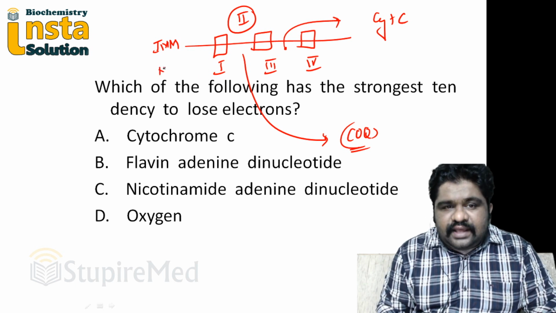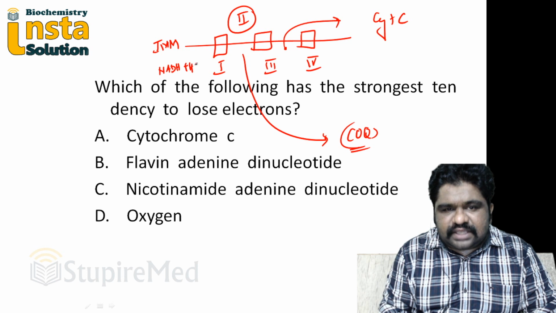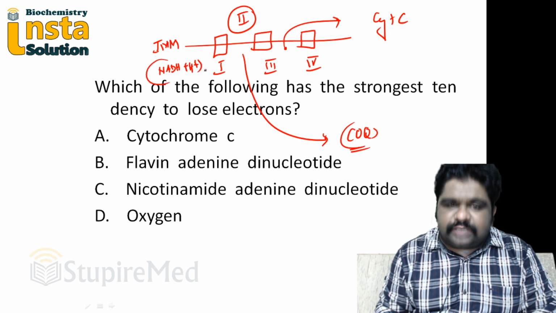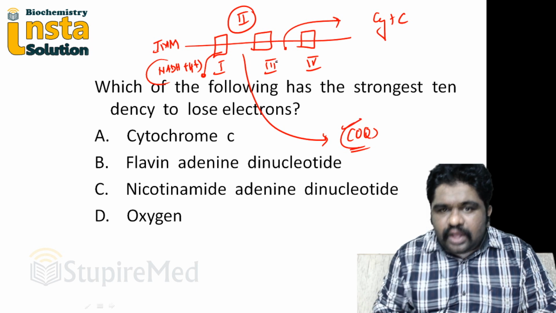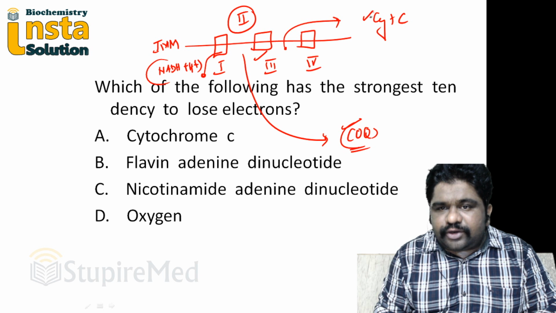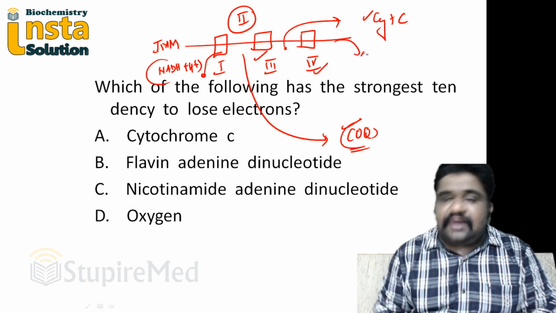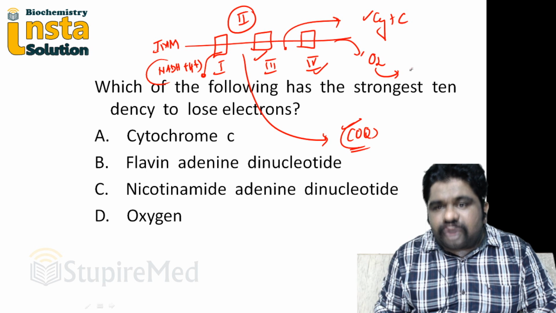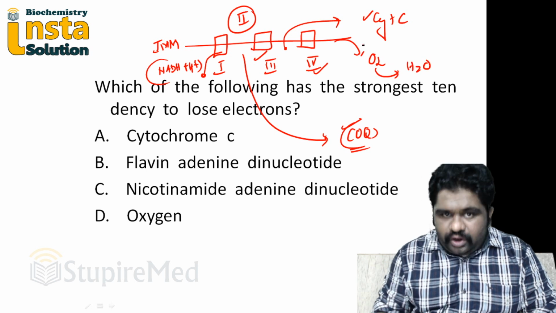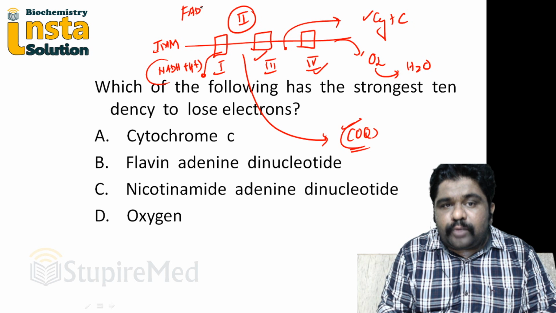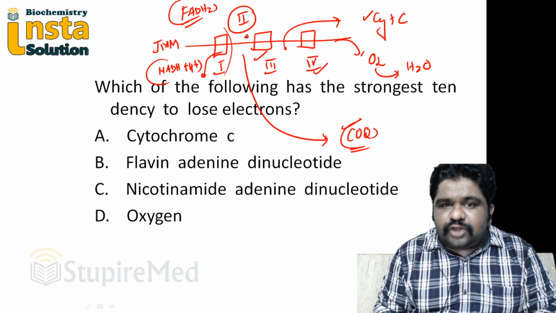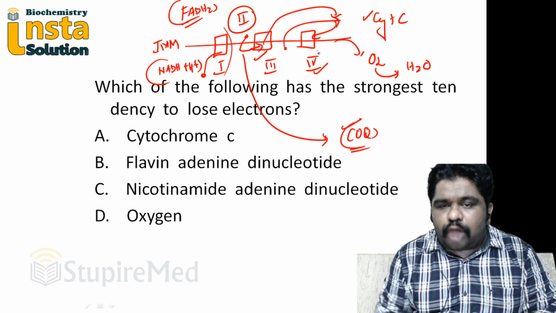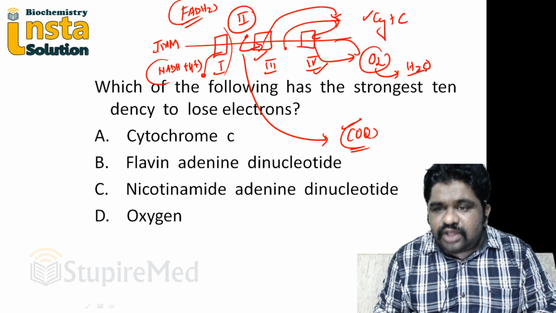Now, if NADH plus H plus is the one offering the electrons to the electron transport chain, then the electrons will travel through complex 1, go to CoQ, then to complex 3, then to cytochrome C, and come to complex 4, and ultimately offer the electrons to oxygen, where oxygen is converted into water. Or if FADH2 is the one who provides electrons to the electron transport chain, then it will skip complex 1. The electrons will travel from complex 2 to CoQ to complex 3 to cytochrome C and then to complex 4 and then to oxygen, again producing a water molecule.